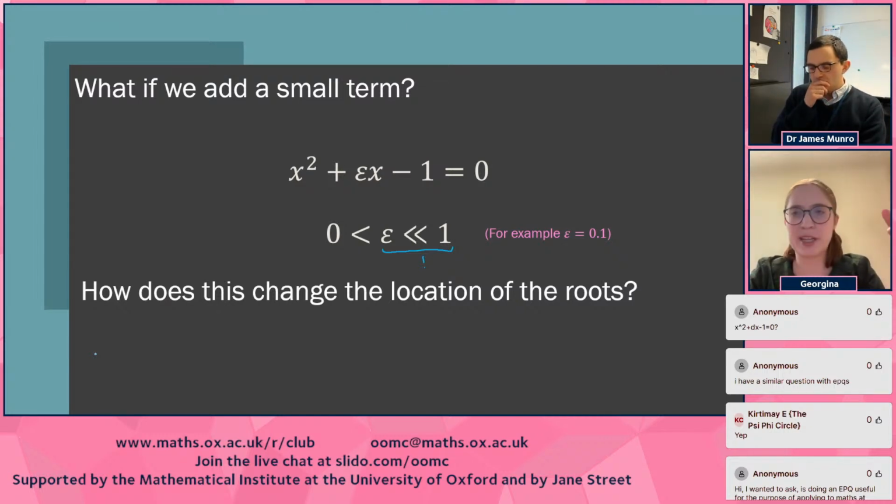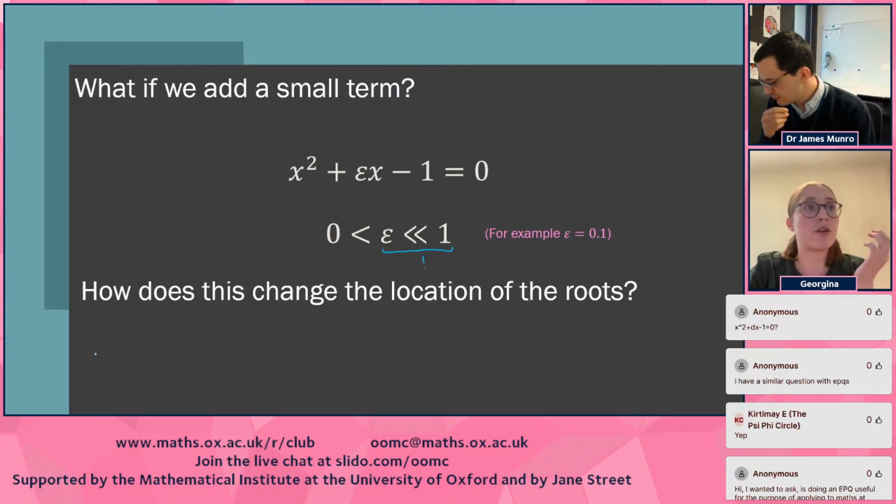So if we just go next, we'll see our question is now, we've added in this little term, an epsilon x. And we want to know how that changes the location of the roots. So we know the roots started at x equals 1 and x equals -1. Now that I've added this little bit into our equation, what has happened to those roots? How have they moved to the right? Have they moved to the left? How much have they moved to the right or left? That's what we want to figure out.